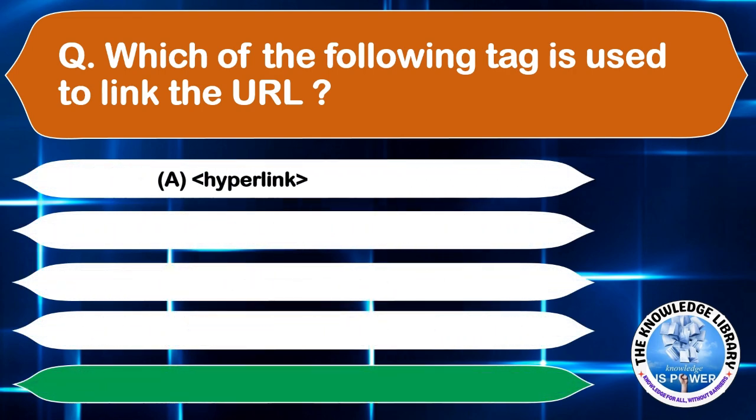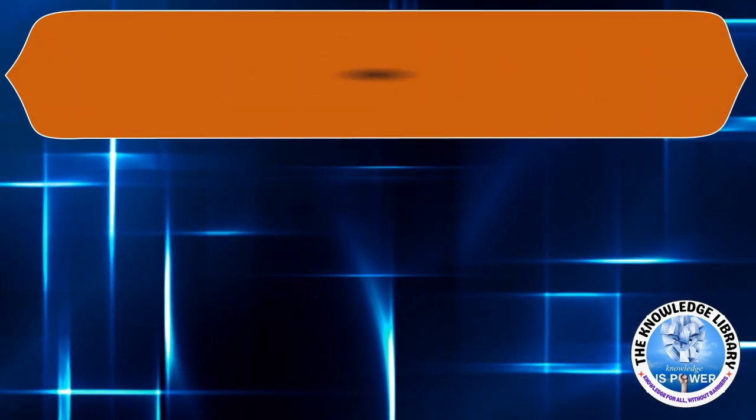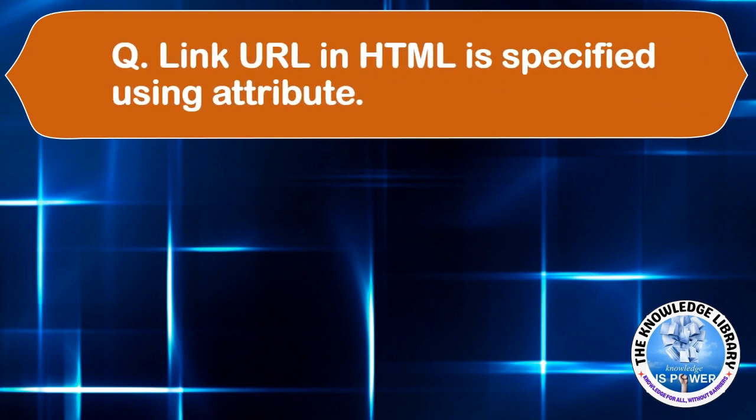The next question is, which of the following tags is used to link the URL? Option A, hyperlink. Option B, link. Option C, A tag. Option D, style. The correct answer is option C, A tag.